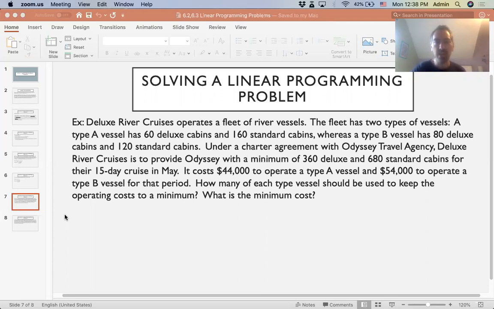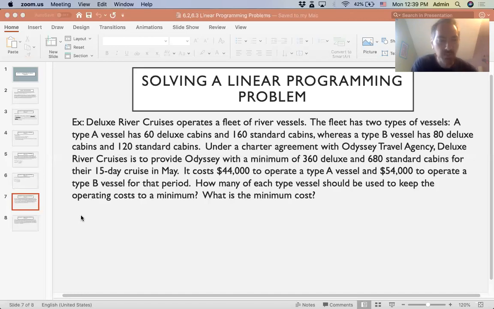How many of each type vessel should be used to keep the operating cost to a minimum, and what is that minimum cost? Now notice here, when we're optimizing the objective function, we're wanting to minimize. We'll see the differences in this, which is the same procedure, but when we graph that feasible set, it will look slightly different.